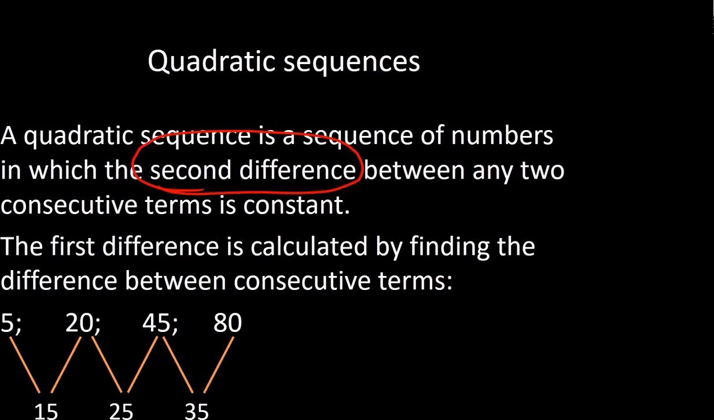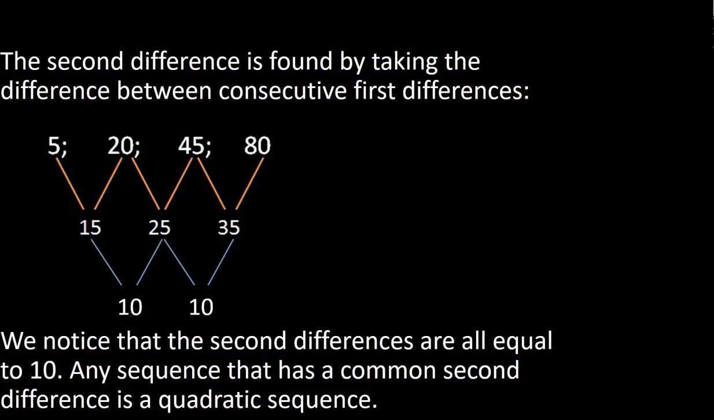So if I'm looking at the numbers 5, 20, 45, and 80, 20 minus 5 will give me a first difference of 15. And then 45 minus 20 gives me 25. 80 minus 45 will give me 35. All right, so those are the first differences. As you can see, those values are not constant. 15, 25, 35, not constant. But in a quadratic sequence, we expect that to happen because it's the second difference that is constant.